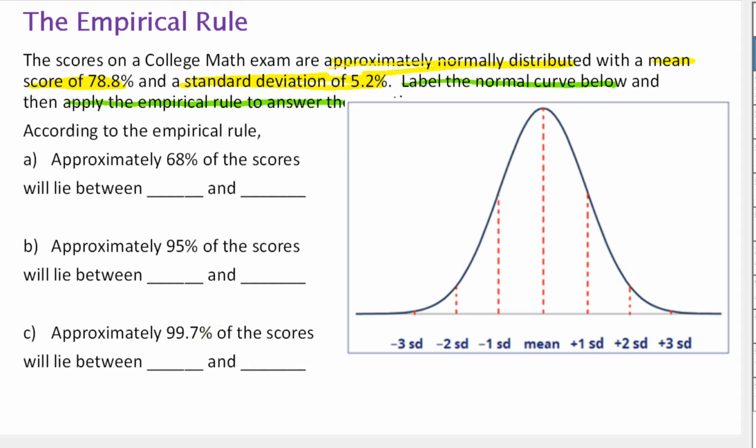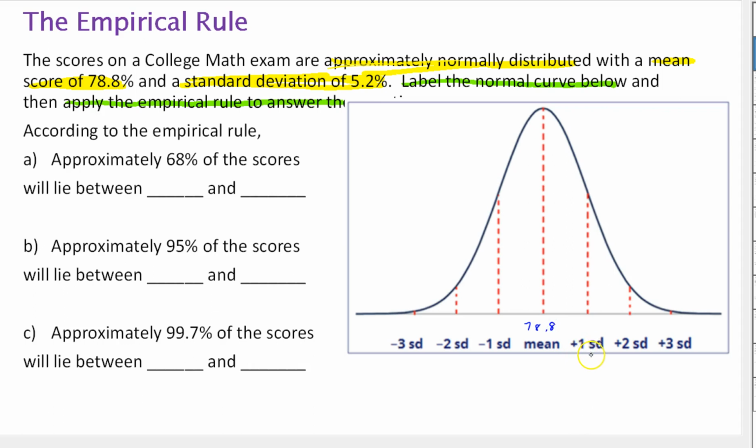We're given a generic normal curve, and the horizontal axis is labeled, the center is labeled as the mean, and then we have 1, 2, and 3 standard deviations to the right. Standard deviations are a fixed number, so these are equal lengths, even though the heights are different. And then we also have 3 standard deviations to the left of the mean. So first let's label the mean. That was 78.8%.